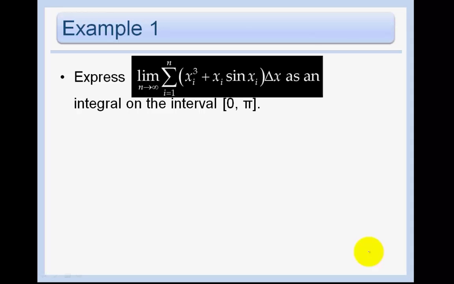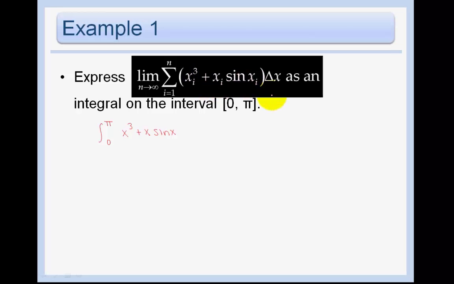So since we're doing the limit as n approaches infinity of this sum, what are we doing? We're going from the interval from 0 to pi. What's our function? It's just x cubed plus x sine x. The reason it says x sub i is because we need to take all the little subintervals, but our function's just x cubed plus x sine x.